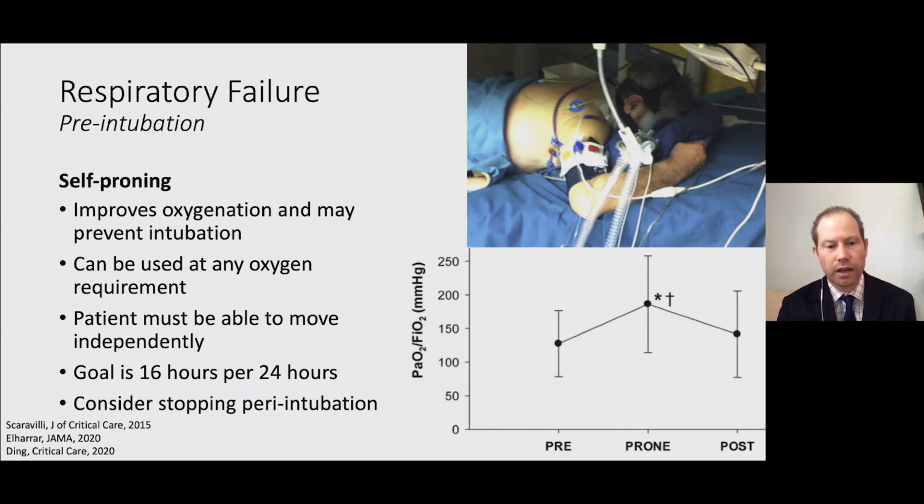It can be used in any oxygen requirement, but the patient needs to be able to move independently, and obviously the patient can't have things such as spinal instability and other things that would preclude their ability to roll. We'd like for patients to do this for 16 out of 24 hours. That number is more theoretical than evidence-based, but based on some animal model studies and extrapolating from the intubated patients in ARDS literature, we think that longer is better. And I will say that in general, this is only limited by the patient's comfort. One thing to consider is, as the patient deteriorates, whether you might want to stop this peri-intubation, as it obviously requires that the patient be supinated prior to intubation.